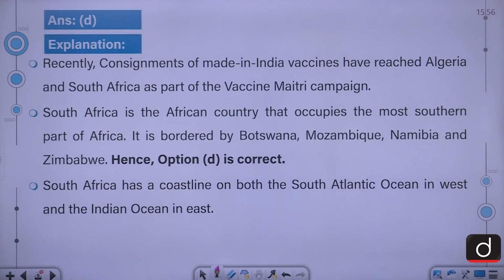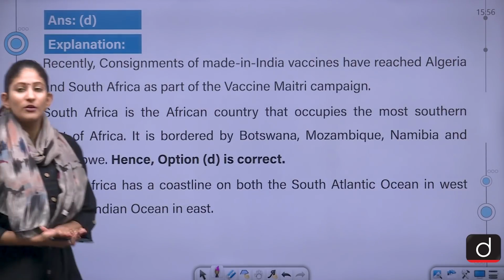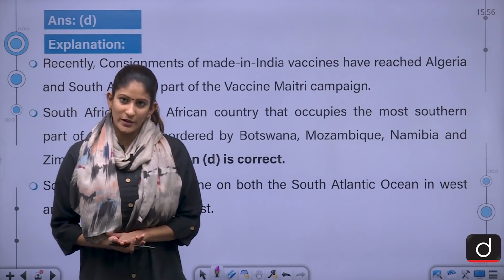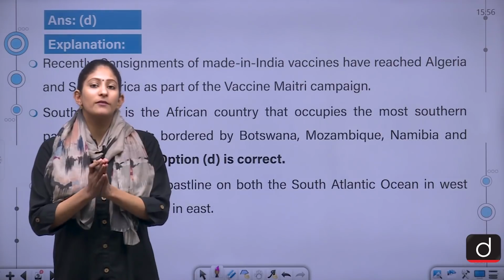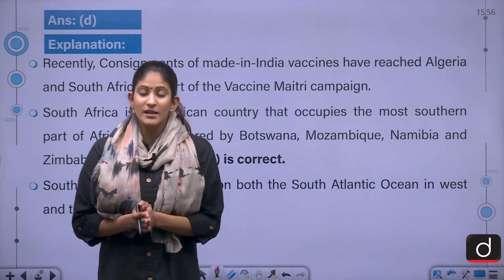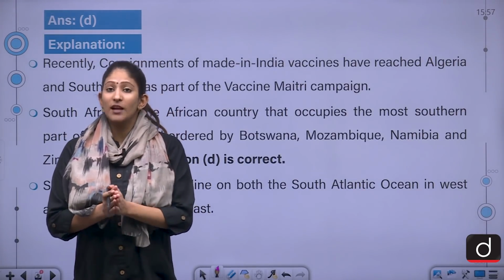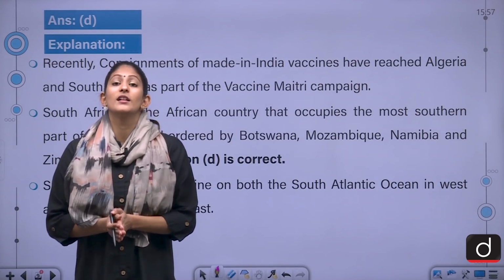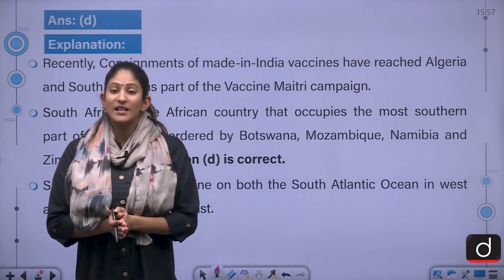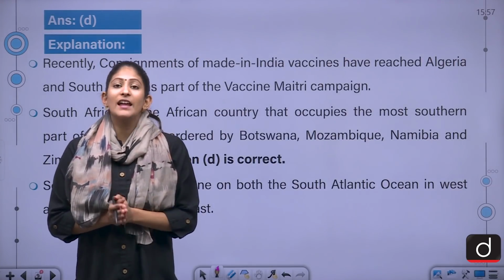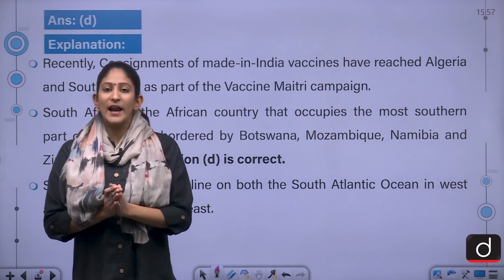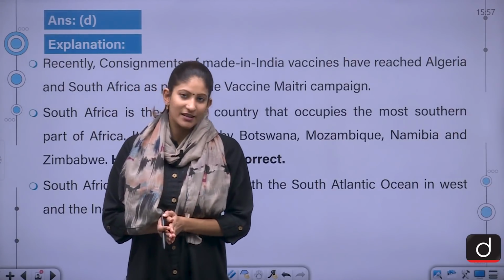Moving on to the explanation. Recently, consignments of made in India vaccines have reached Algeria and South Africa as a part of the Vaccine Maitri campaign. This campaign was launched on the 20th of January 2021 under the neighborhood first policy. According to this policy, the government of India is helping countries such as Nepal, Bhutan, Bangladesh, the Maldives, Seychelles, Brazil and even Myanmar to have vaccines available for their citizens.